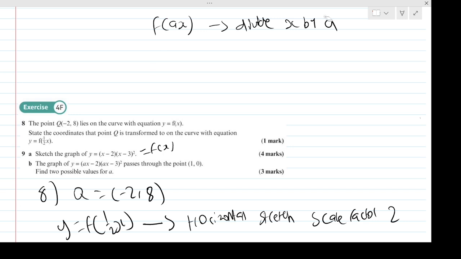And af of x, well, you do what you expect because it's outside the bracket, or the function, so you do multiply. And because it's outside, it's the y that gets affected. So multiply y by a, and that's what you expect because you timesed f of x by a. There we are. So that is stretching.